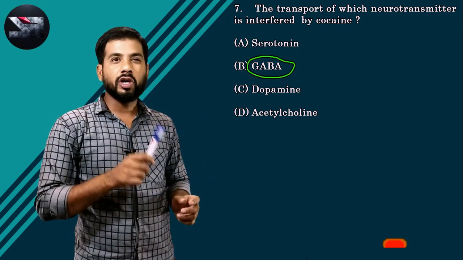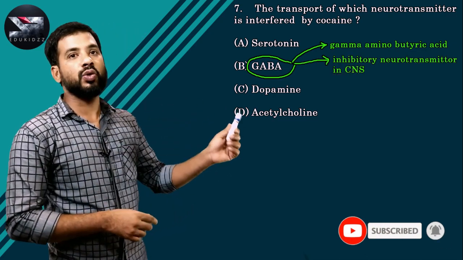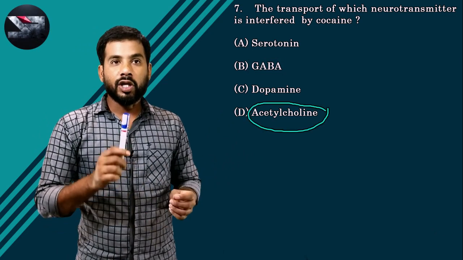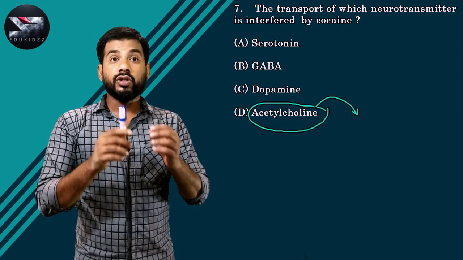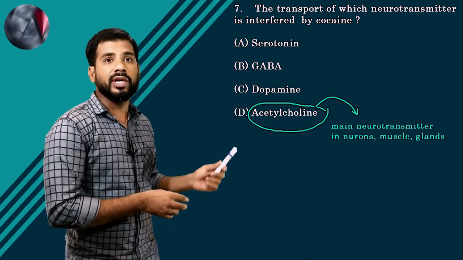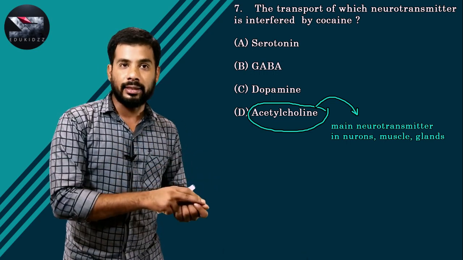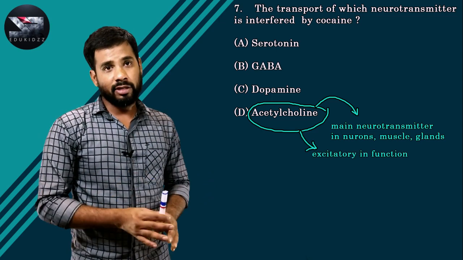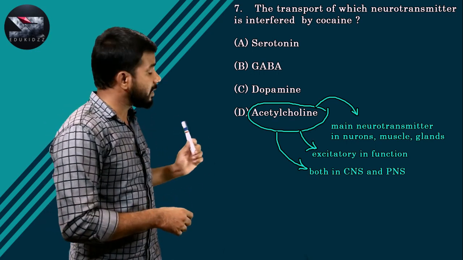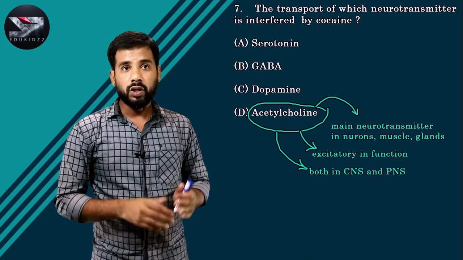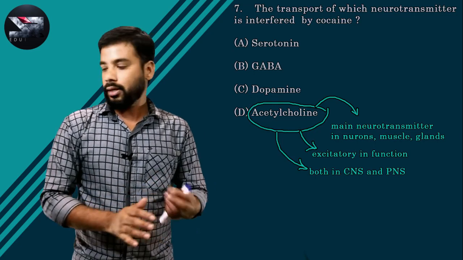Next, option B, GABA. GABA stands for gamma aminobutyric acid, and this is the inhibitory neurotransmitter of our central nervous system. Now acetylcholine, you are very familiar with this, you might have studied it in your first year PUC. Acetylcholine is the most important and main neurotransmitter of our neurons, and it also acts as a neurotransmitter in muscles as well as in glands. It is an excitatory neurotransmitter, that is excitatory in function, and you can see it in both the central nervous system and the peripheral nervous system. So as per this question, the right answer is option C.